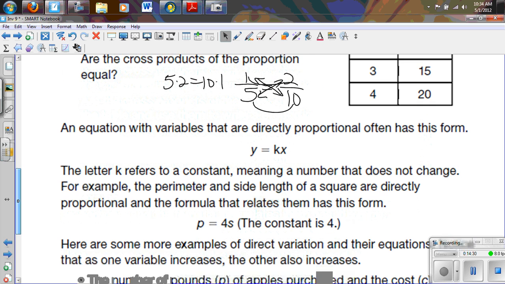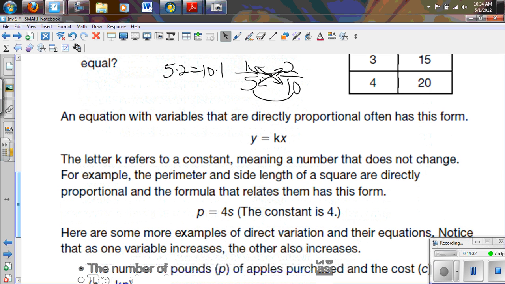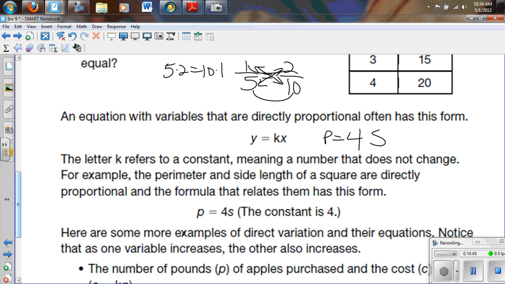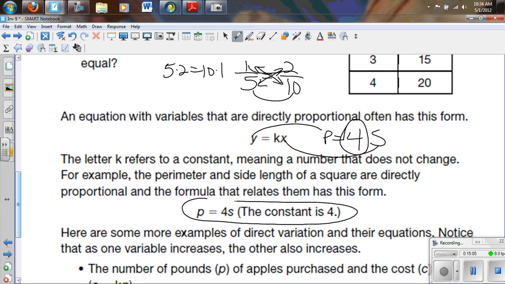There's an equation that goes with this. Directly proportional things always have some constant, where you have y equals some constant times x. And if you remember, our perimeter equals 3s, 3 times the side length, or 4 times the side length. How about 4 times s? That fits that, because y is p, x is s, and k is 4 then. So it changes every time by that constant. And we call that constant the constant of proportionality. And here it is down here as well. So 4 is the constant of proportionality.